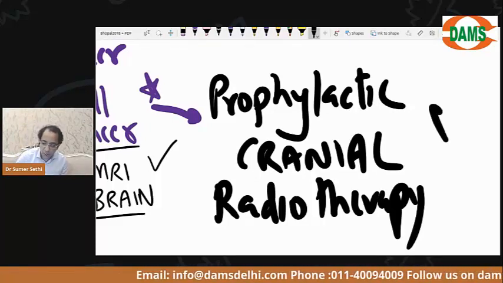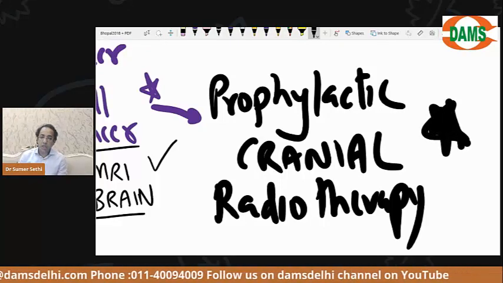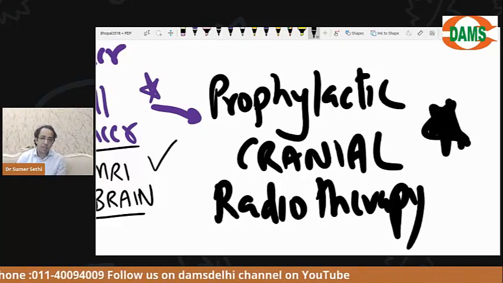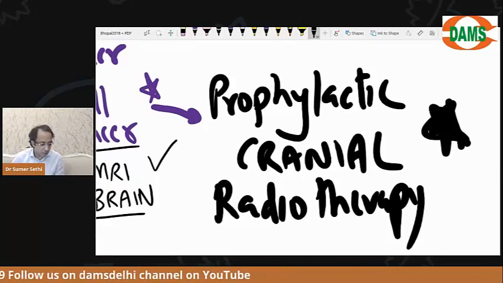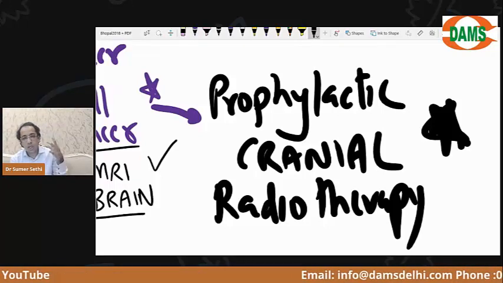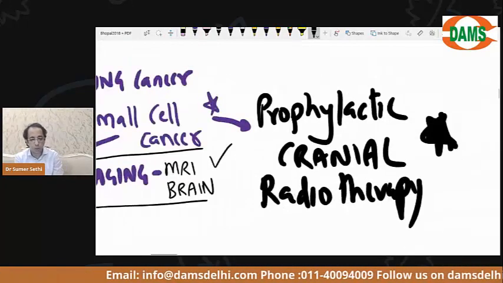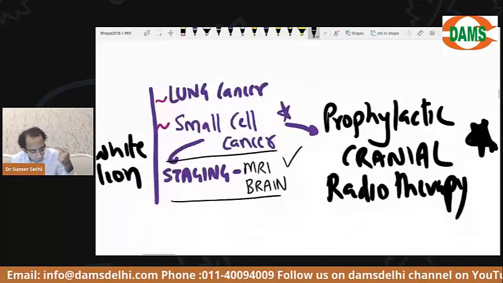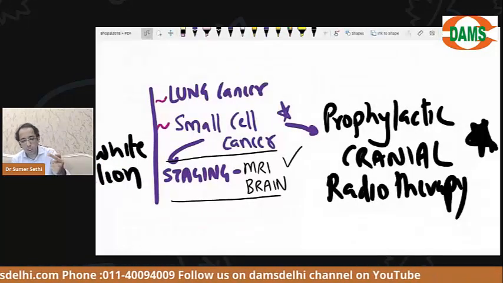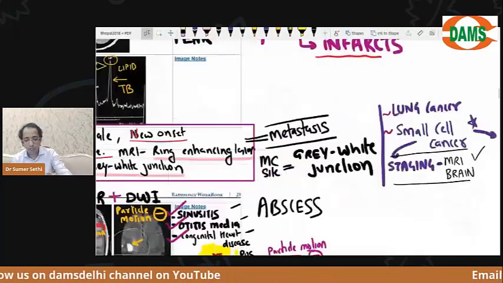And this is a last year NEET question. You might have seen this. In which cancer do we need to give prophylactic cranial radiation? The answer is small cell cancer of the lung. Why? Because it has microscopic metastasis, it has a very high propensity to spread to the brain. Okay, this is how you think clinically. If you learn to think clinically, you will always be able to solve all the questions. Okay, are you clear with this?